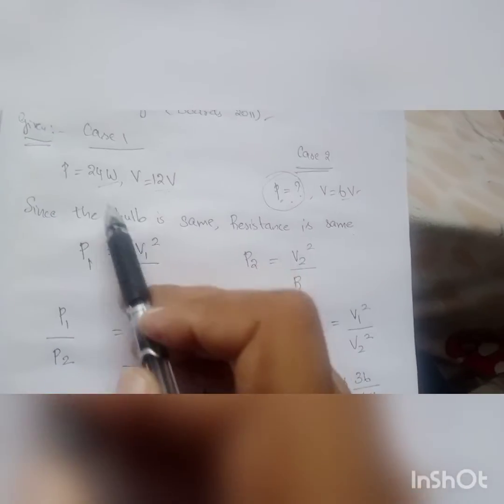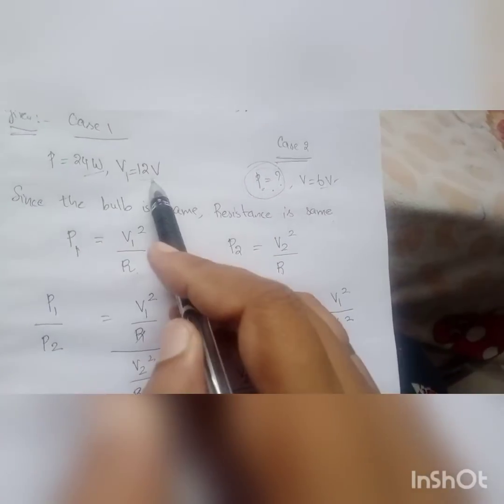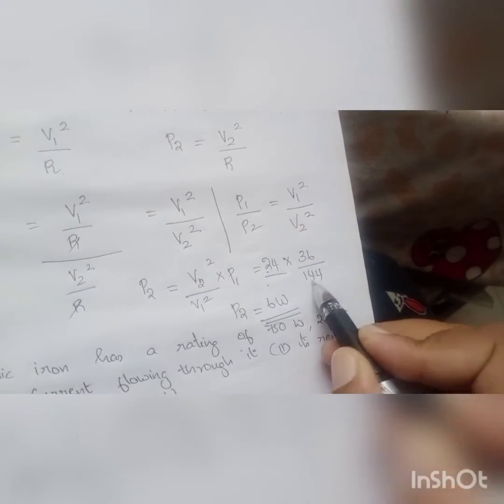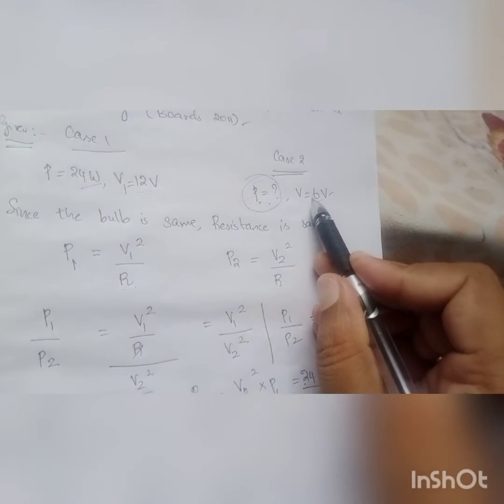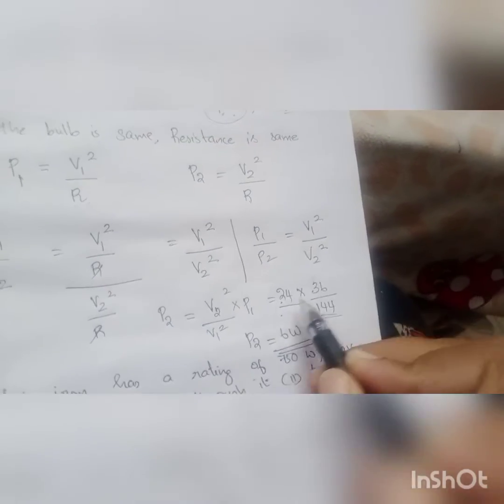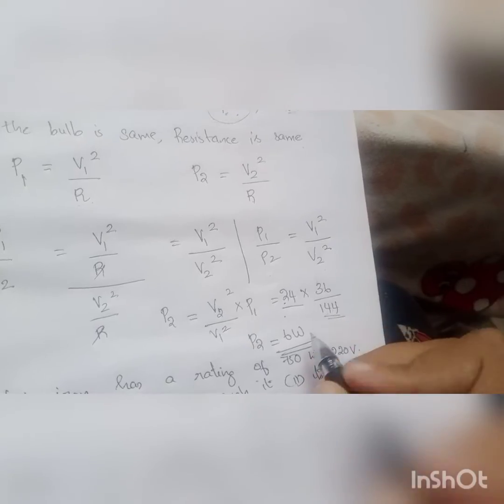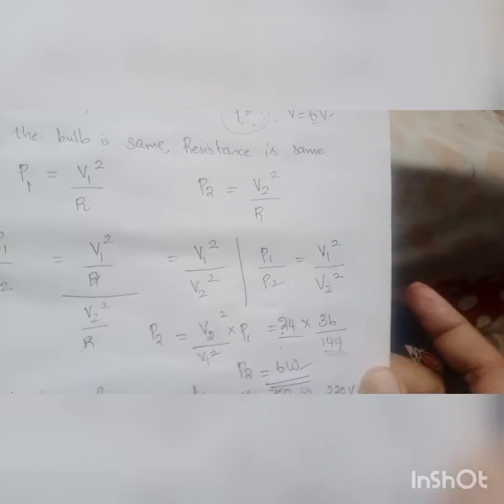So what is this 24? 24 is P1. What is V1? V1 is 12. 12 into 12 is 144. What is V2? It is 6. 6 into 6 is 36. So 24 into 36 by 144, we will get the final answer as 6 watt.